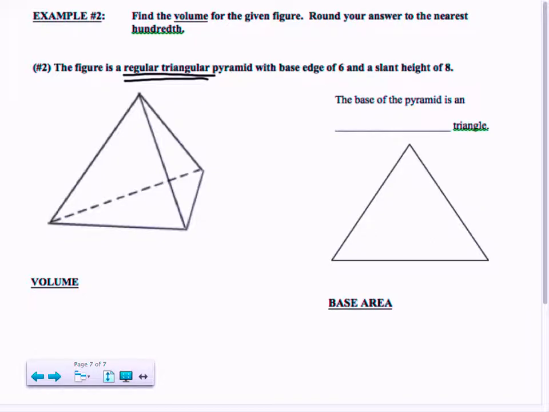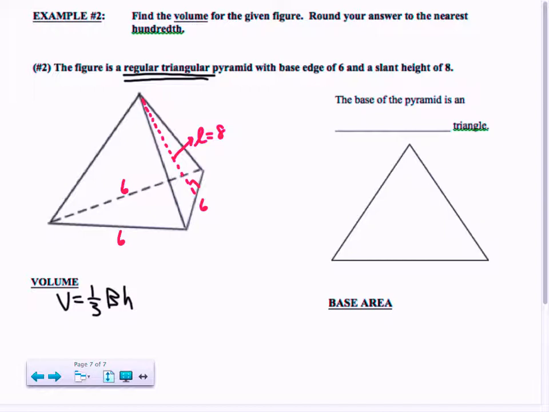Let's see, base edge is 6. Let's add that. So that means these are 6s. It's regular, so they're all the same. And the slant height is 8. All right. So I need volume. And the volume formula is volume equals 1/3 base area times height, which I know neither of. I'm going to work on base area first.